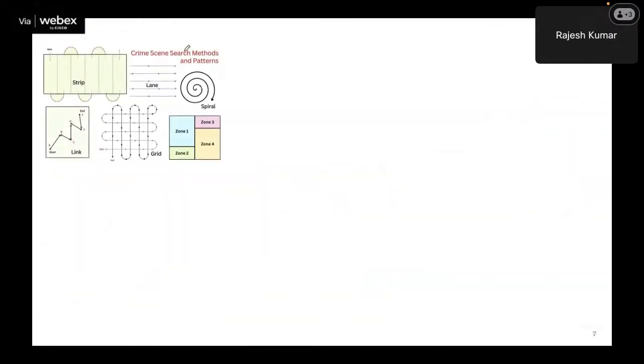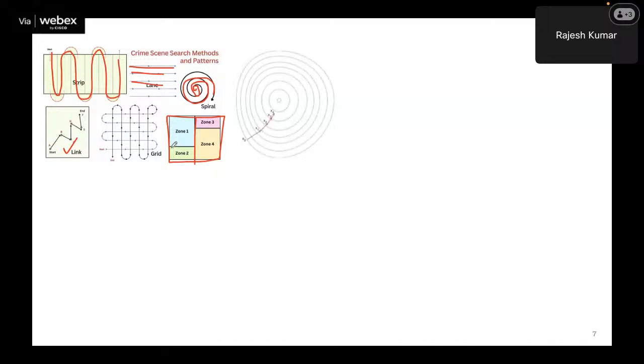There are some more, like this crime scene search method. You can move searching like this, which is one kind of pattern. You can search your landscape like this also, which is another way of searching. You can search in a spiral pattern, or follow this kind of search method, or divide the whole of your search space or feasible region into certain zones and then search in these zones.